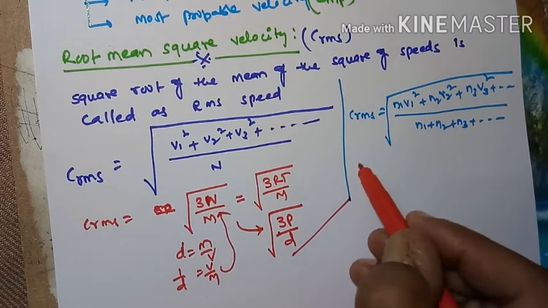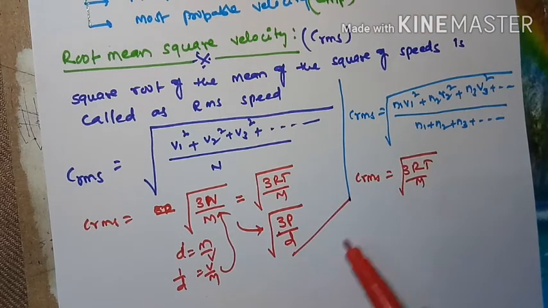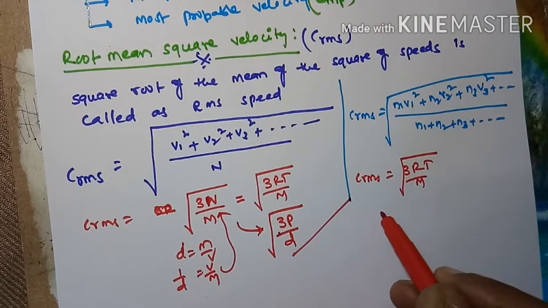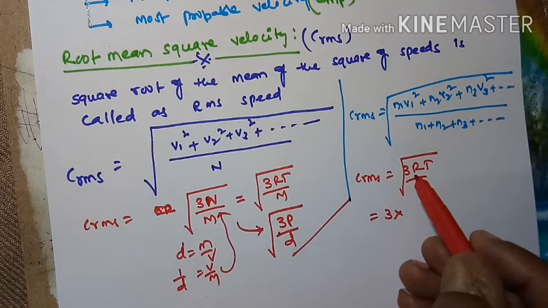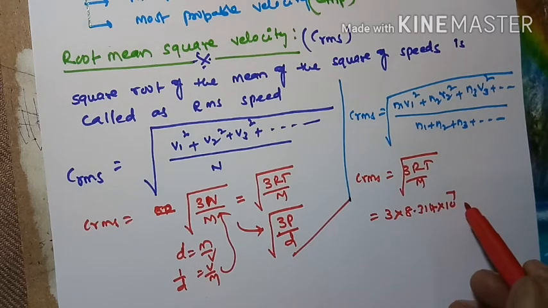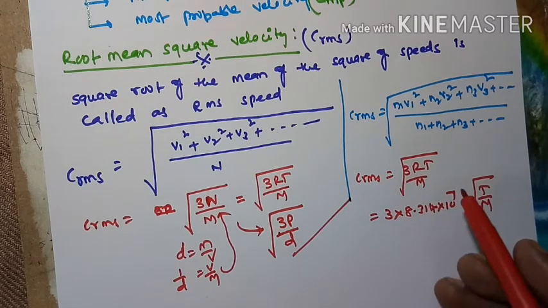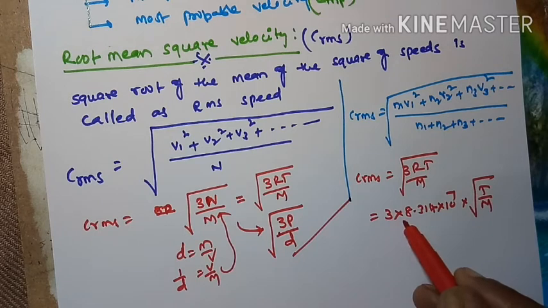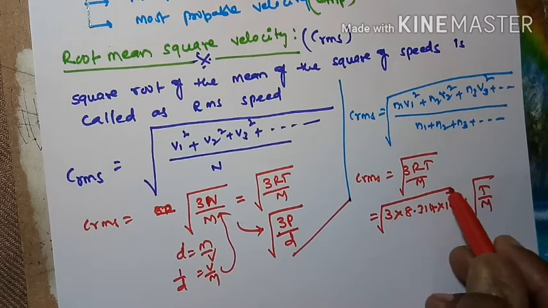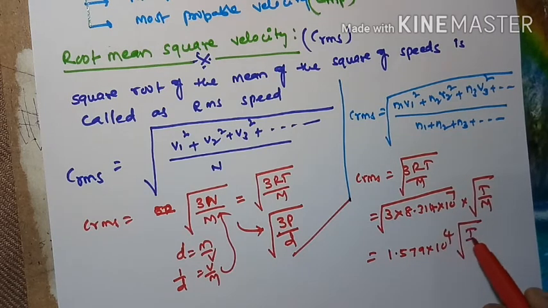RMS velocity C RMS is equal to under root of 3RT by M. In order to simplify, I am taking R as 8.314 into 10 to the power of 7. T and M change, but R is a constant value. So root 3 into 8.314 into 10 to the power of 7 gives us 1.579 into 10 to the power of 4 into under root of T by M, in centimeters per second.